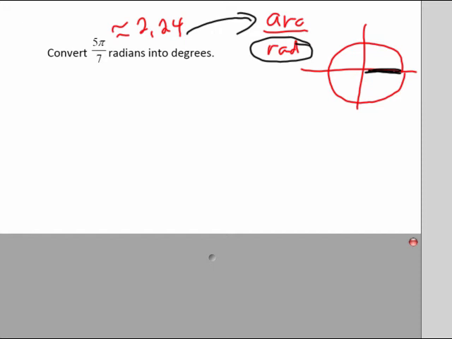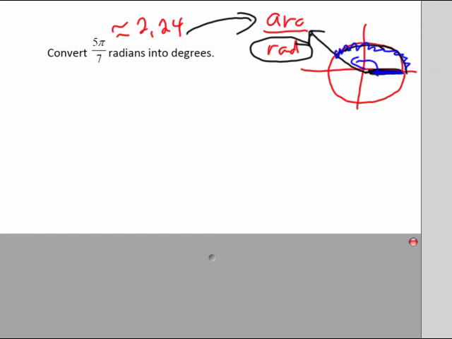So, where is this angle approximately? Well, if this is the radius of 1, that's about a unit 1, unit 2, and a little bit. The angle I'm talking about is over here. So 5 pi over 7 radians means that the length of the arc, assuming the radius is 1, is 2.24. Alright, so how many degrees is that?